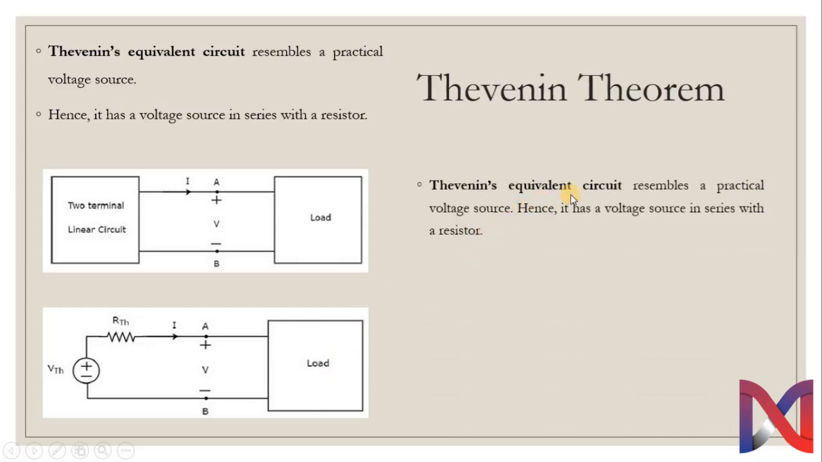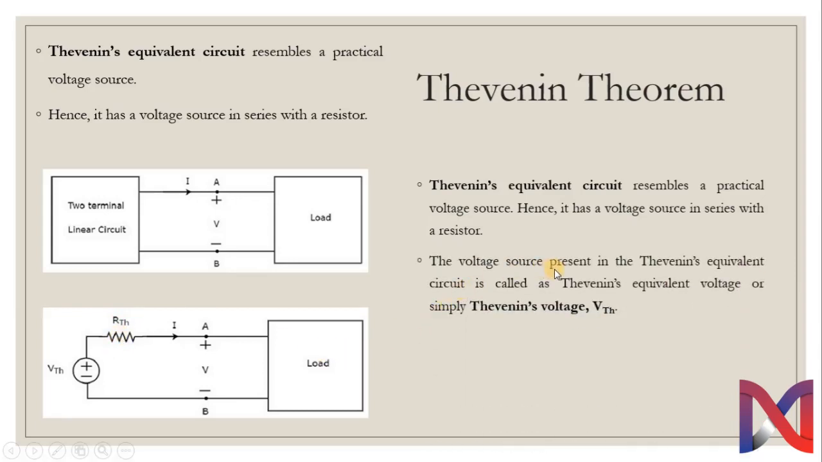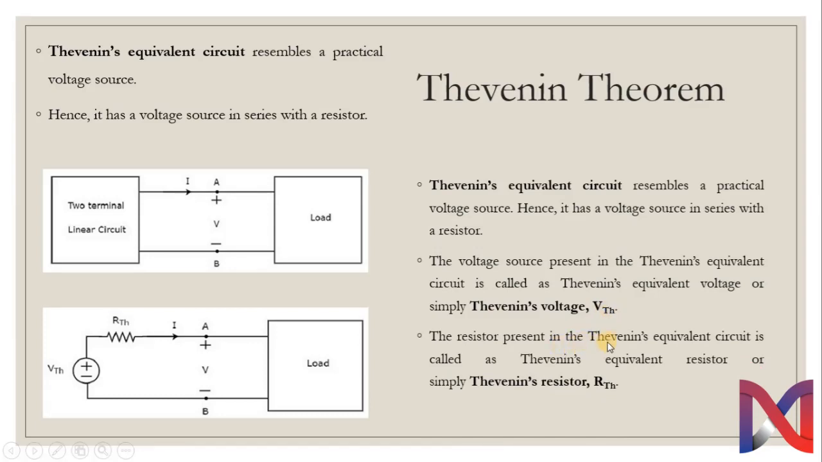Thevenin's equivalent circuit resembles a practical voltage source. Therefore, it has a voltage source in series with the resistor. You can see that it has a voltage source and there is a resistance in series. The voltage source present in the Thevenin's equivalent circuit is known as Thevenin's equivalent voltage or simply Thevenin's voltage, represented as VTH. The resistor present in the Thevenin's equivalent circuit is known as Thevenin's equivalent resistor or simply Thevenin resistor and is represented as RTH.